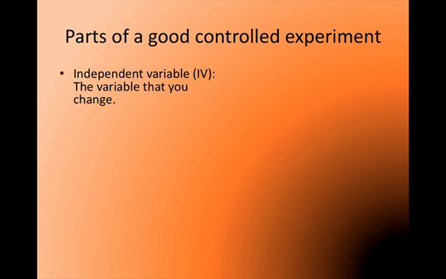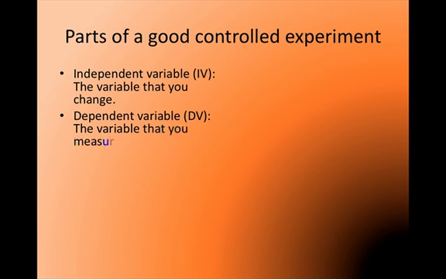Let's talk about the parts of a good controlled experiment. First and foremost, we'll have an independent variable, often just abbreviated capital I, capital V. The independent variable is the variable that you change. You're going to manipulate this variable to be whatever you want it to be. If we're talking temperature, you could be setting the temperature of a refrigerator at 30 degrees Celsius and then another one at 15 degrees Celsius. Which one do you think would keep the food better? That is an example of an independent variable. You change it, you set it.